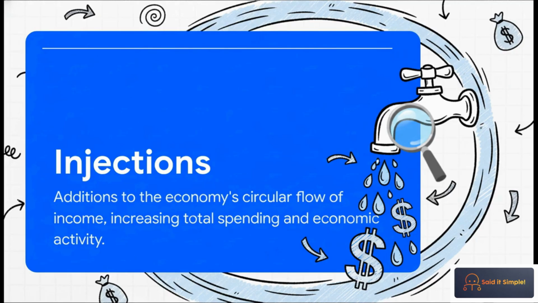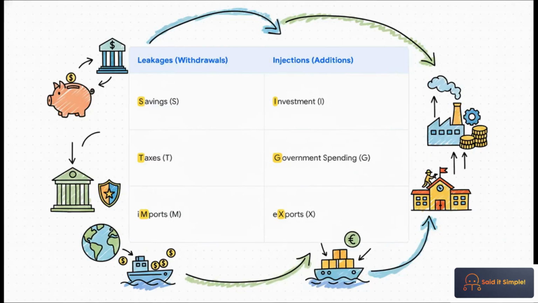You can think of this as turning on the faucet, pouring more money into that main flow between households and firms. All right, so here are the three main pairs of leakages and their matching injections. First, when we put money into savings, that's a leakage. It leaves the main flow and goes to the banks. But that money gets injected back in when businesses borrow it for investment.